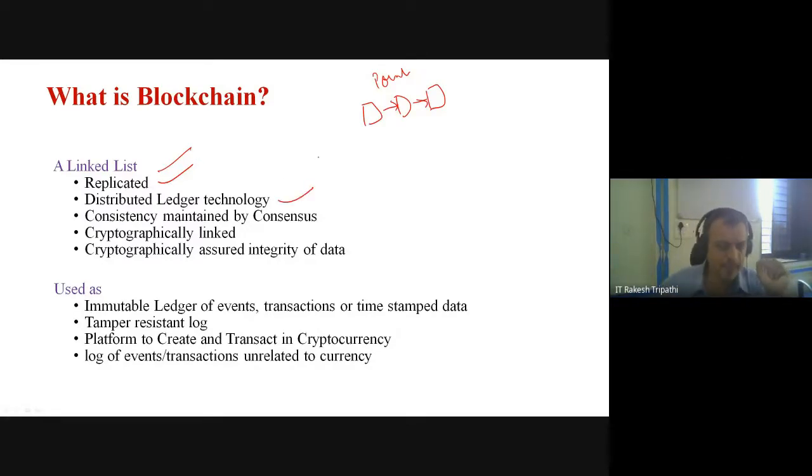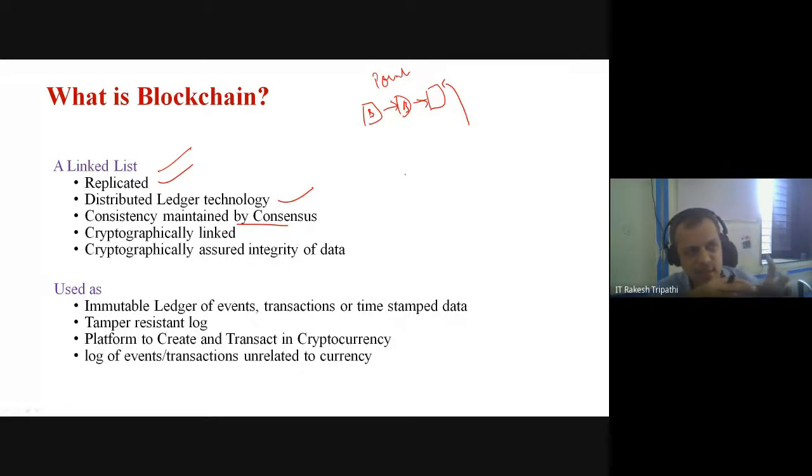technology. Okay. And in blockchain, for the data which you are writing, this block will be cryptographically linked with this block. We'll see how it is linked. And there's a notion of consensus. Who will write into this block? That will be decided by the consensus mechanism.